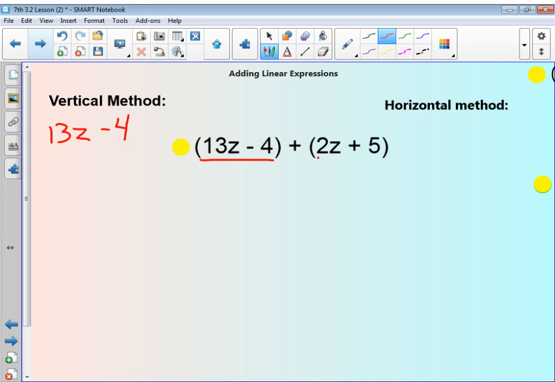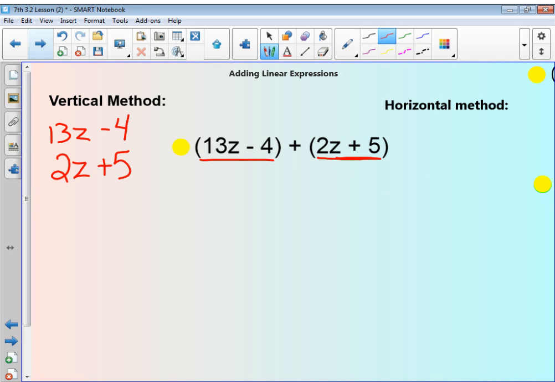And it just so happens that they have it written that way, but had they written this as 5 plus 2z, I would have to make sure that this 2z showed up under my 13z over here. Okay, and then I have plus 5.